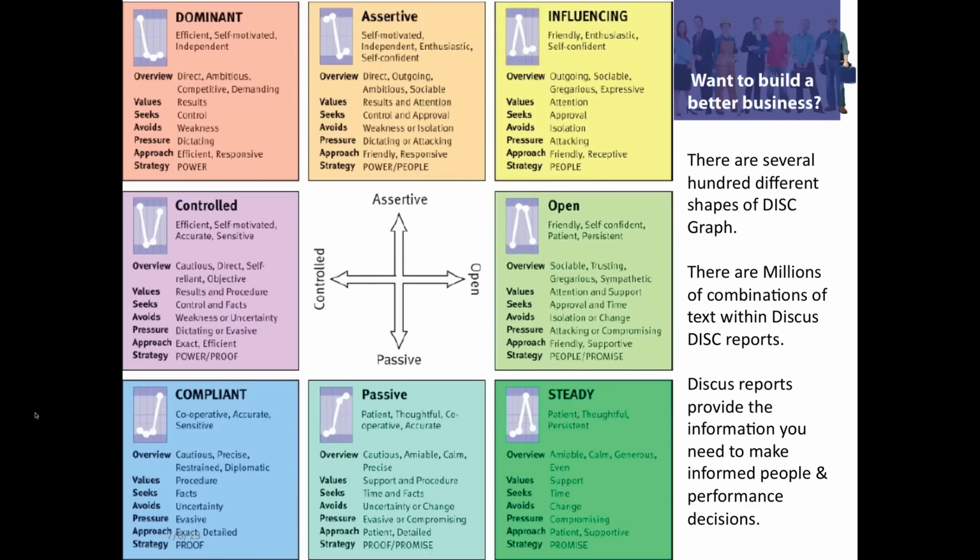So here I'm just showing you, obviously there's hundreds of different combinations of profile that you can come up with by moving the D, I, S's and C's around. But these are some of the more common ones. So the top left here we've got the dominant pure high D, moving across to the assertive with high D, high I, influencer, open, steady, passive, compliant and controlled. I guess these are the main factors, and you can see I'm showing you here in the middle where they sit on that assertive, passive, open and controlled scale.